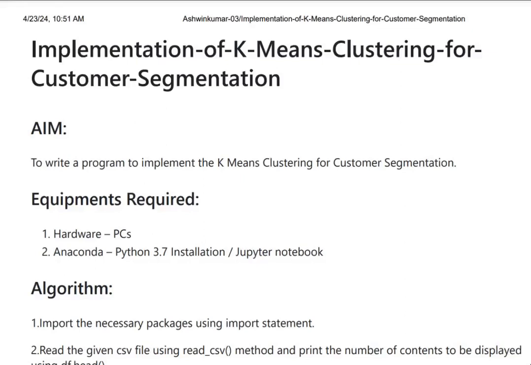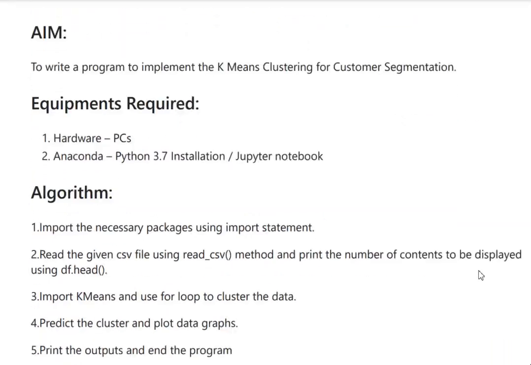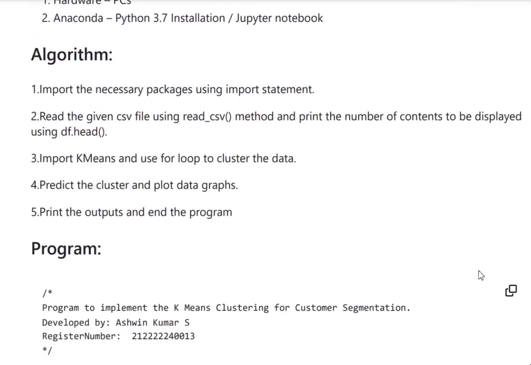We're going to discuss the implementation of k-means clustering for customer segmentation. For this, the equipment required is a personal computer with Anaconda installed on it. The steps or algorithm are: import the necessary packages using import statements, read the given CSV file using the read_csv method, and print the number of rows to be displayed using the df.head function.